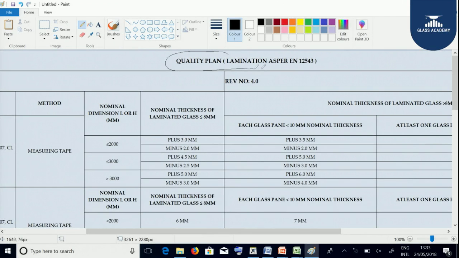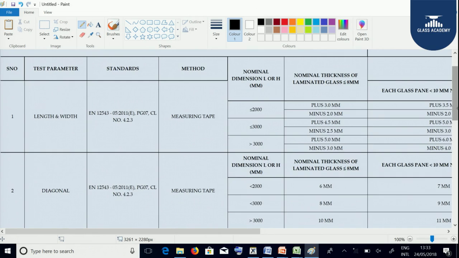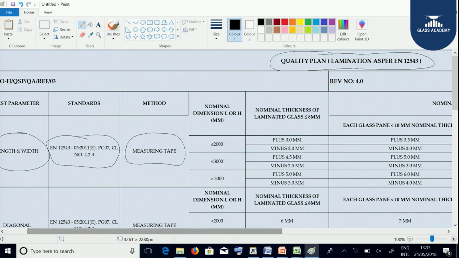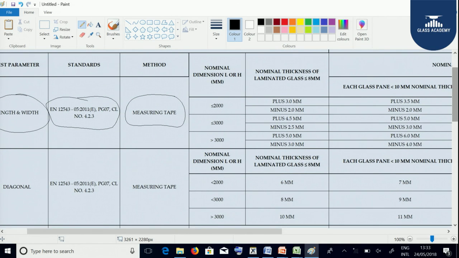Now we'll understand the quality plans for the lamination, and the standard that we follow is EN12543. The test parameters that we use in lamination are length and width. The standard that we are going to follow is EN12543 part 5, page number 7 and clause number 4.2.3, and the method that we use is a measuring tape. Here is how we are going to measure the length and width tolerances.